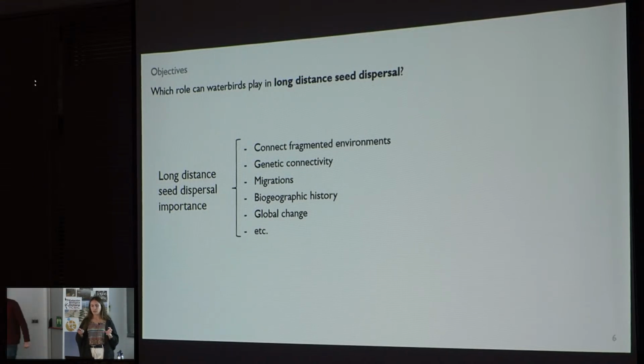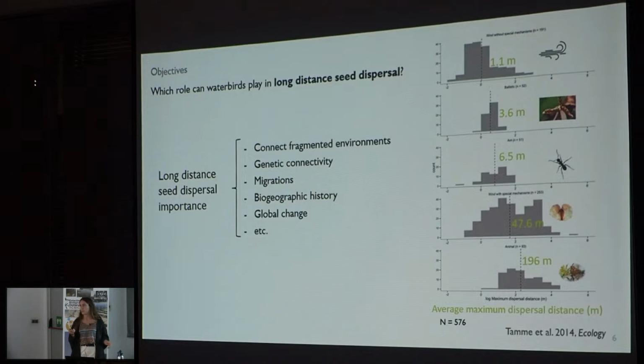long-distance seed dispersal is of vital importance for many key aspects of the biology and ecology of plants. So we would like to see which role waterbirds can play in this dispersal, because if long-distance seed dispersal events are needed for the plants, the role of waterbirds can be crucial. If we look at the average maximum dispersal distances that non-fleshy-fruited plants could achieve by other means of dispersal, we cannot find quite high values.